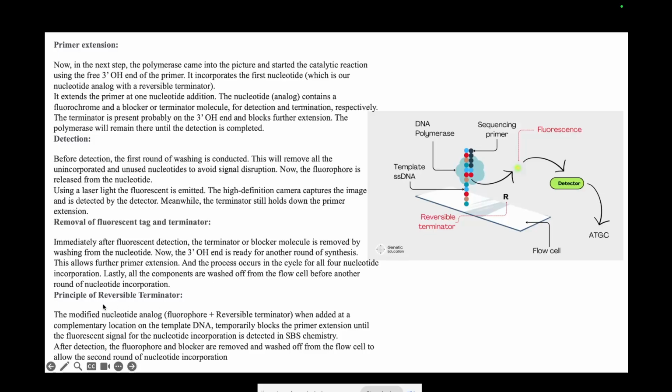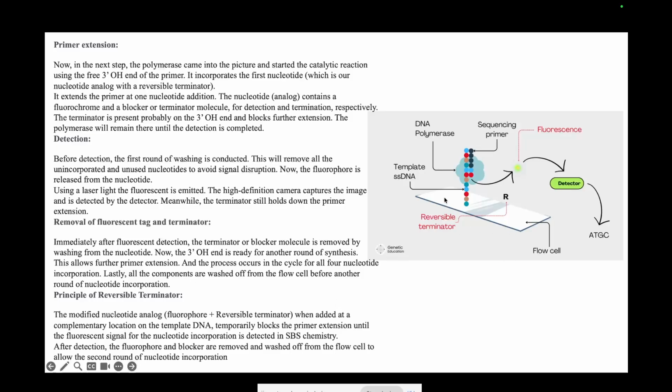Yeah, so the modified nucleotide analog, which will contain the fluorophore and also the reversible terminator, when added in a complementary location of the template DNA, will temporarily block the primer extension until the fluorescent signal for the nucleotide incorporation is detected by sequencing by synthesis chemistry. And after the detection, the fluorophore and the blocker will be removed and washed off from the flow cell to allow for a second round of nucleotide incorporation.